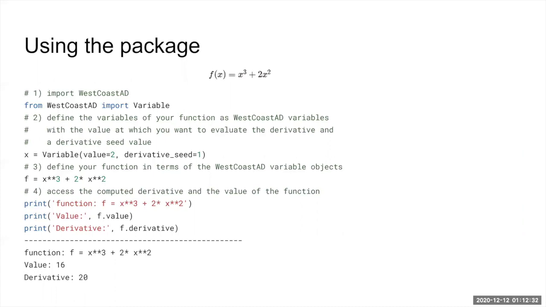And then you have to declare the function in terms of West Coast variables. What that means is you have to either use a dunder method, so plus, multiplication, division, or np.sin or cosine or something like that. And then when you do that, you just do f.value, and you can obtain your value, and f.derivative will obtain the derivative for this function.